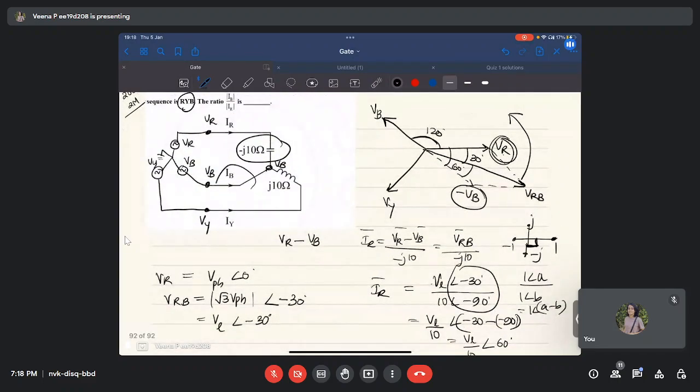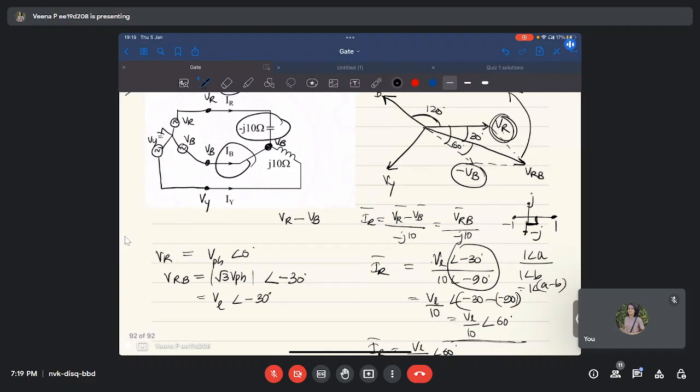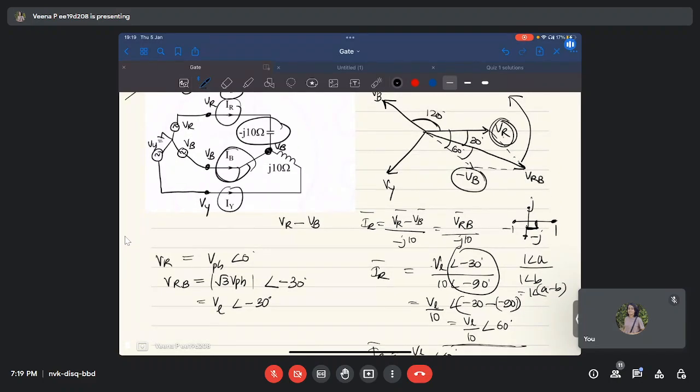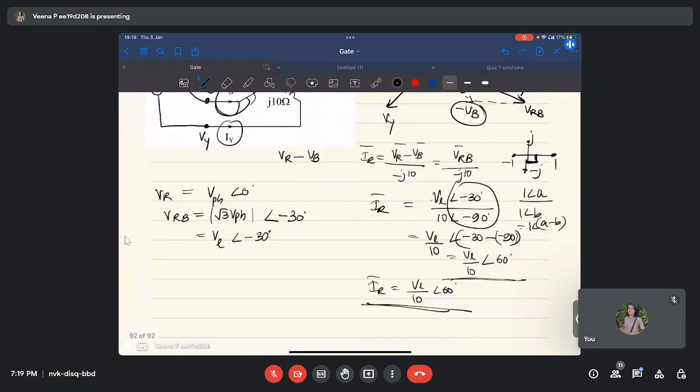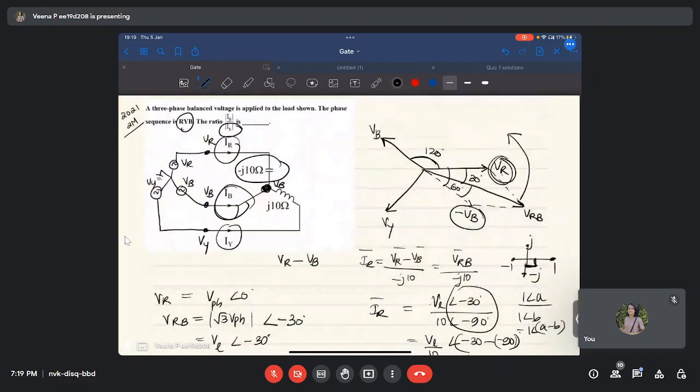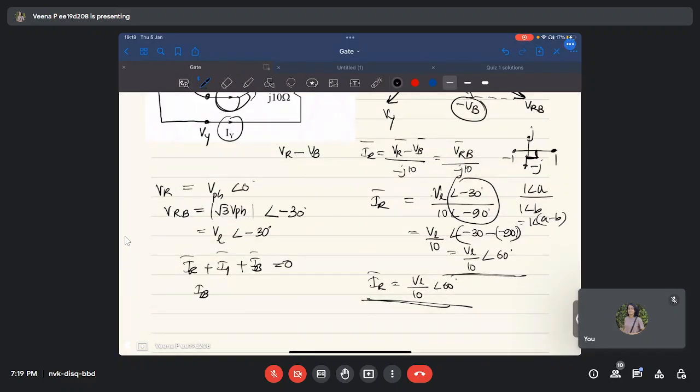Now we have to find IB. IR we already found, IB we have to find. We don't have any impedance, so we cannot write IB in the form of voltage by impedance. So we will make use of Kirchhoff's current law. The sum of currents entering the node is 0. So the sum of IR, IB and IY entering the node: IR plus IY plus IB is 0, or IB is minus IR minus IY.